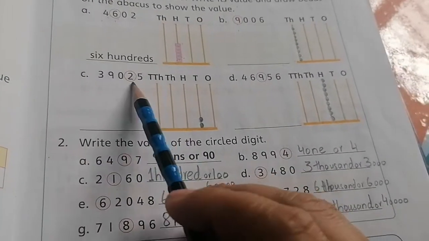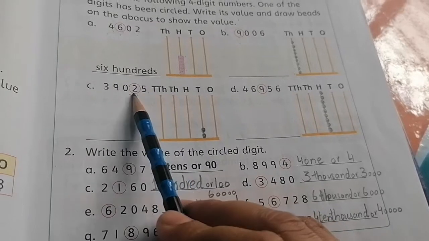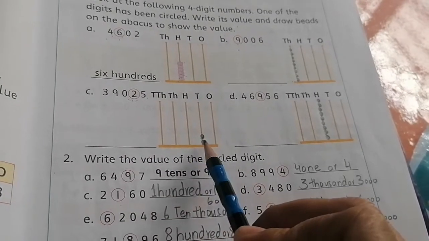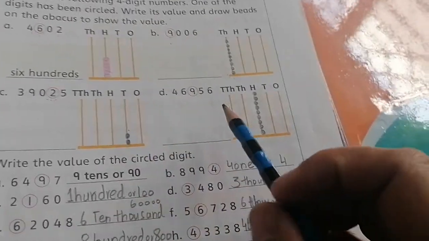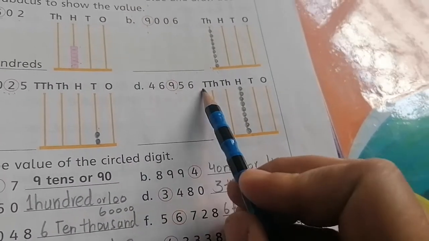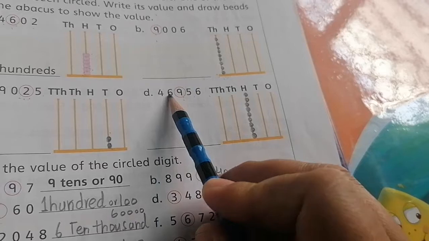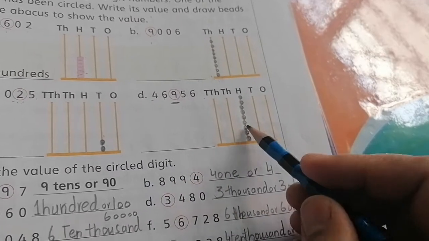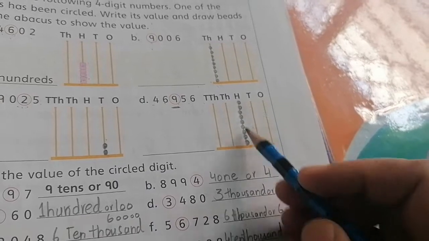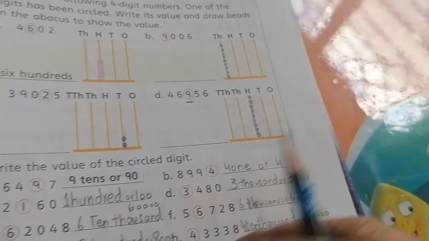Part C. The ringed digit is 2. Ones, tens. So what you have to do is make 2 beads on the tens line. The next ringed digit is 9: ones, tens, hundreds, thousands. It means the ringed digit is on the hundreds. So I have made 9 beads on the hundreds of the abacus.